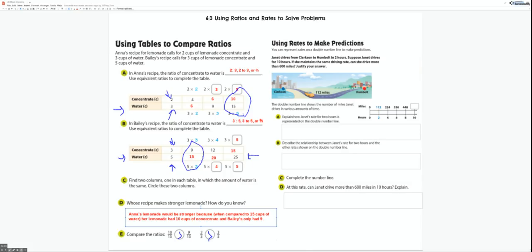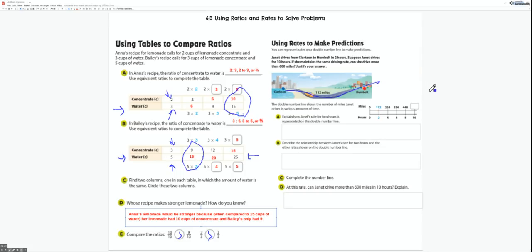So on the next one, using rates to make predictions. Janet drives from Clarkson to Humboldt in 2 hours. Suppose Janet drives for 10 hours. If she maintains the same driving rate, can she drive more than 600 miles? Justify your answer. So they've got this beautiful map from Clarkson to Humboldt. I went a little further than Humboldt. It is 112 miles, and it took her 2 hours.